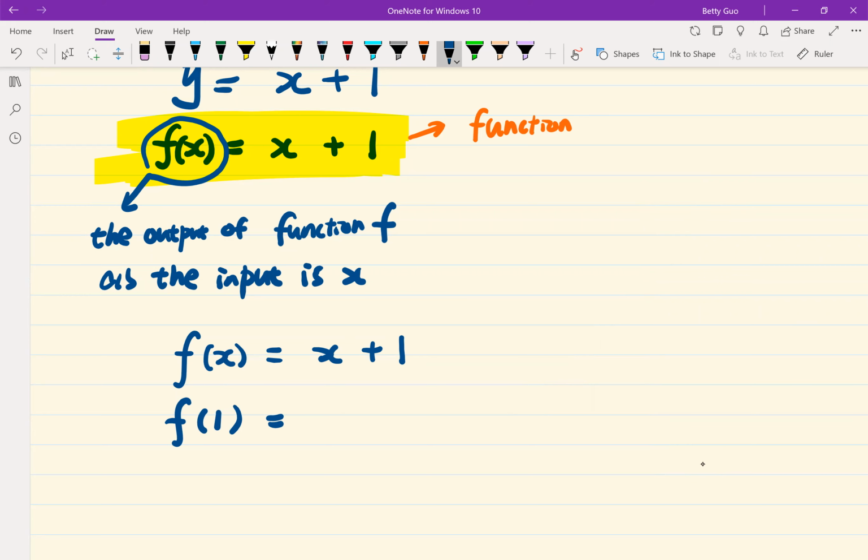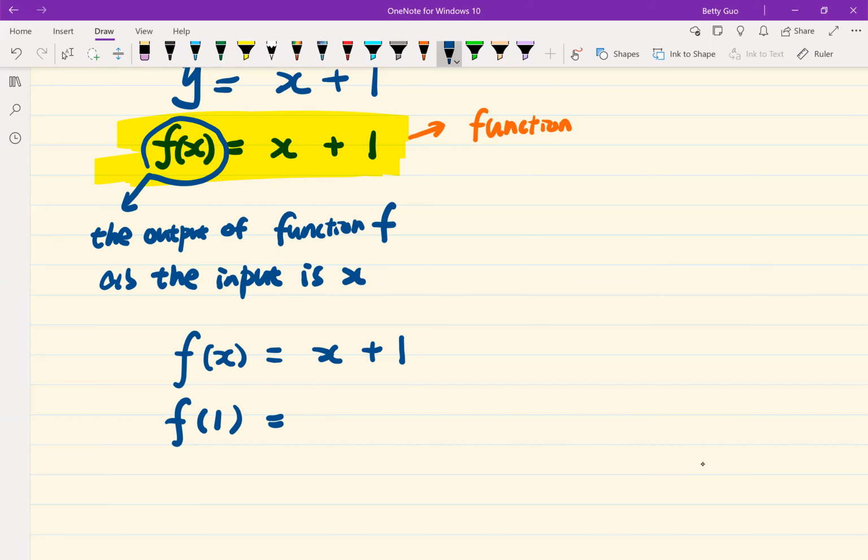Let's recall the notation f of x. F of x refers to the output of the function when the input is x. Whatever is inside the parentheses, that's the input. That's the element in the domain. If f of x represents the output of the function as the input is x, then f of 1 would represent the output of the function as input is 1, right?